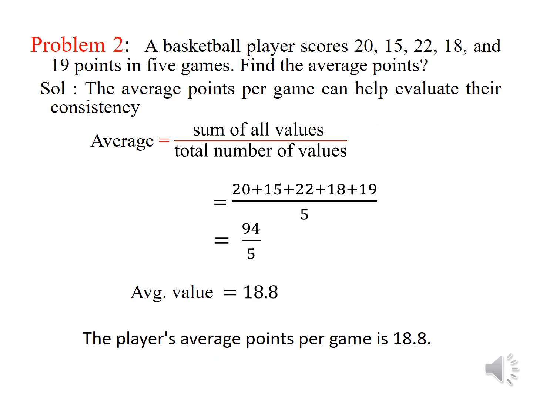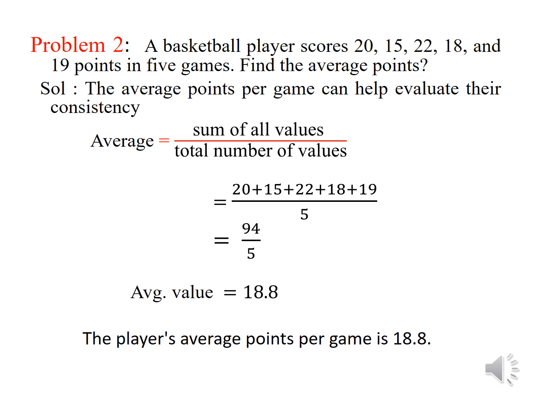Let's move on to the next question. Second problem is, a basketball player scores 20, 15, 22, 18 and 19 points in 5 games. Find the average points. Okay, in this question there is a basketball player. He scored different points like 20, 15, 22, 18 and 19 points in 5 different games. Finally, they ask us to find out the average points among all the 5 games. See the solution. Average points per game can help evaluate their consistency.